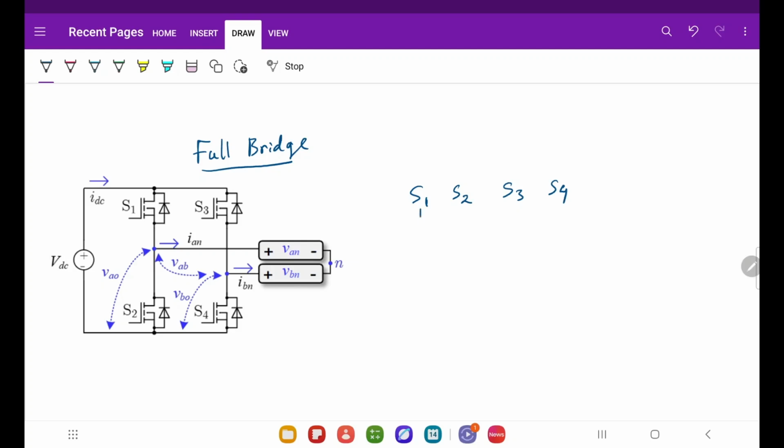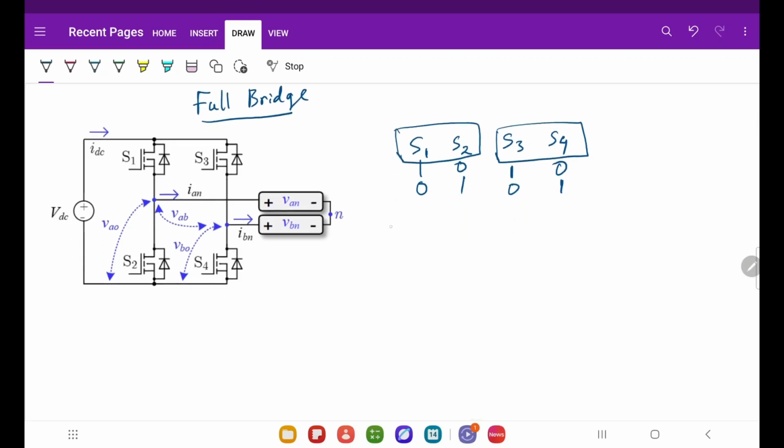That means if S1 is 1, S2 needs to be 0. If S2 is 0, S1 is 1. And S3 and S4 are also complementary. That means when S3 is 1, S4 is 0. When S3 is 0, S4 is 1. So this is called complementary switching. Now let me take only two switches, that is S1 and S3.